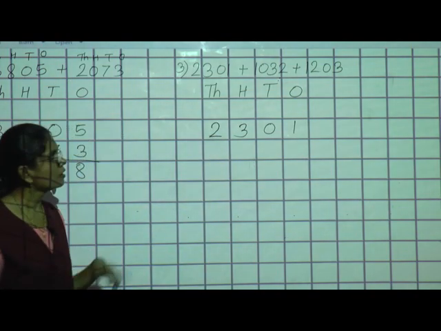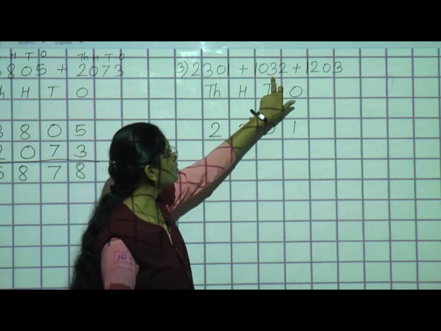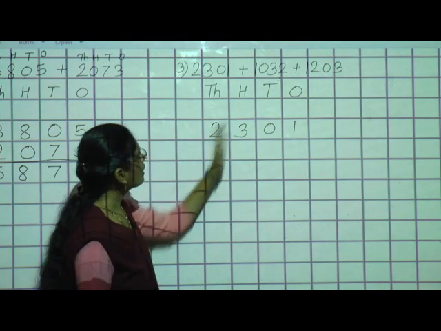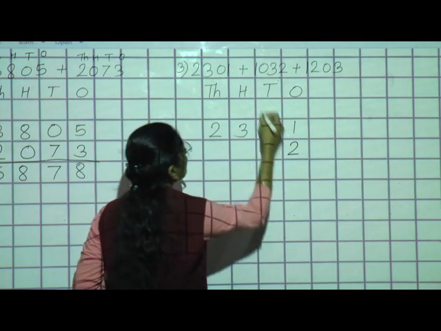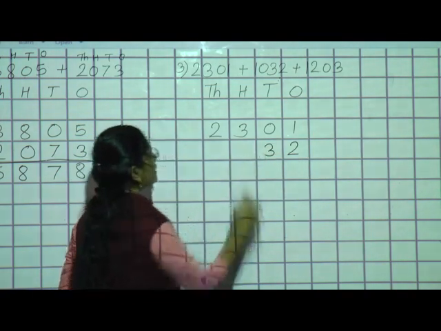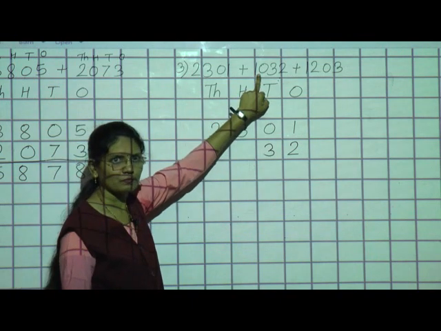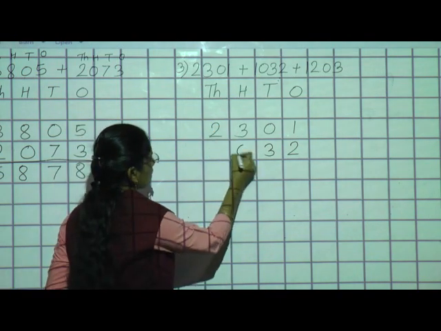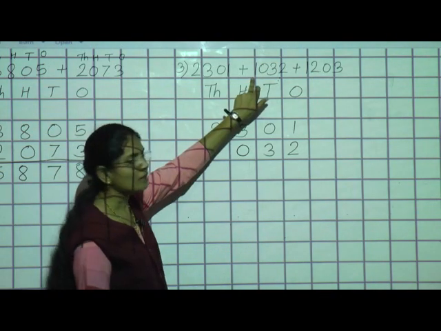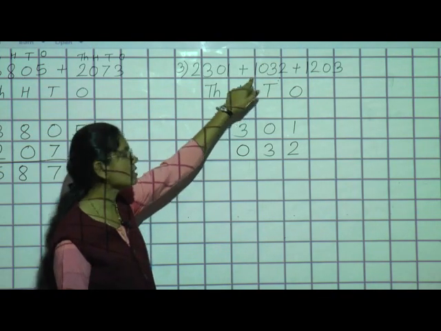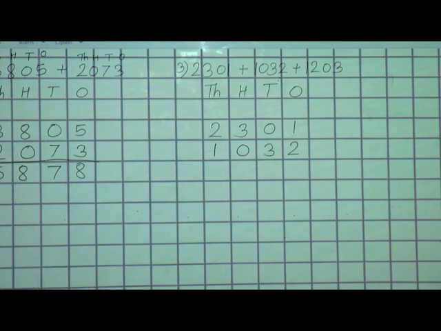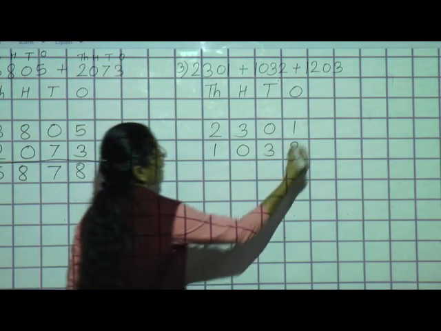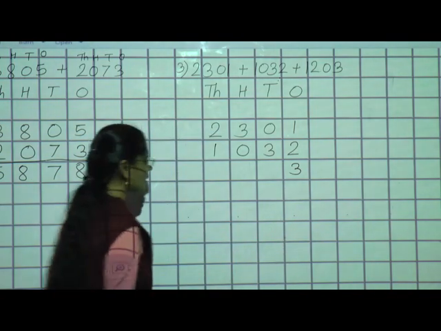Then the other number is 1032. In the same way we will put this number in the place value chart. 2 ones are there. How many tens are there? There are 3 tens. Then see the hundreds place. Here 0 is there, so at hundreds place we will put 0. And see the thousands place, which number is there? Yes, here 1 thousand is there, so we will write 1. Then see the third one. The third number is 1203. At ones place there is 3.